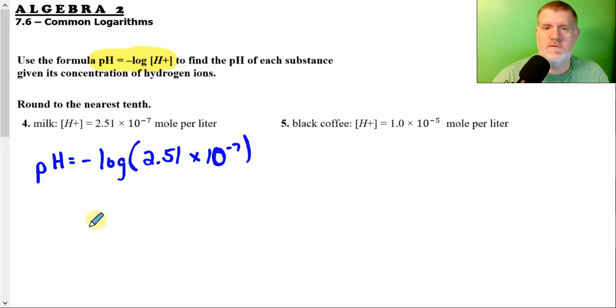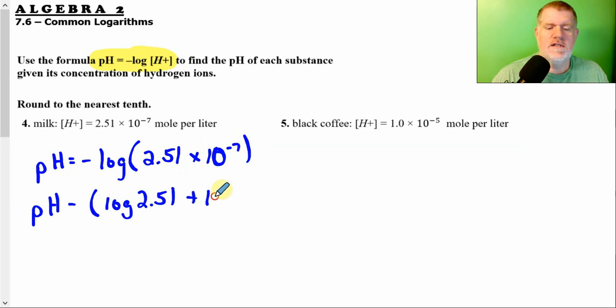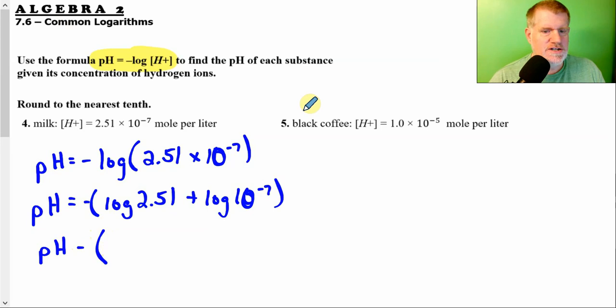Now you know how to do logs when you have things you're multiplying. It means you add these two. So it's the log of 2.51 plus the log of 10 to negative 7. I didn't put a base. Now if I don't put a base, remember that assumes the base is 10. All right. What is the log of 2.51? Well, I don't know. I had to calculate that. And the log of 2.51 is 0.3997.